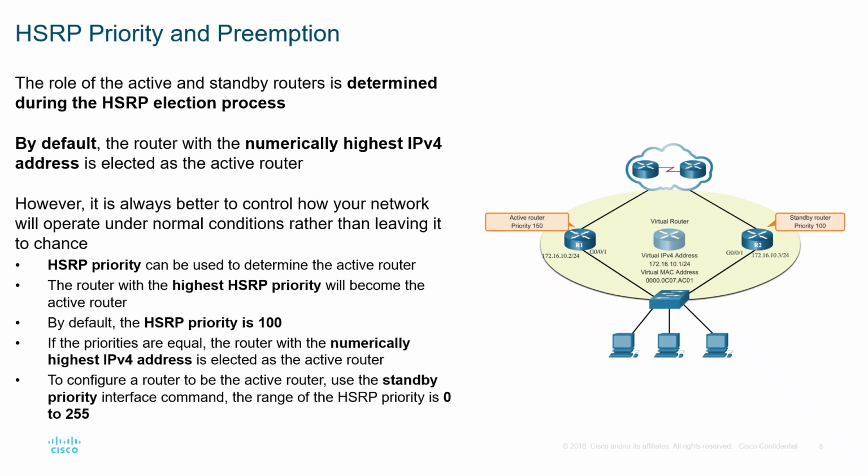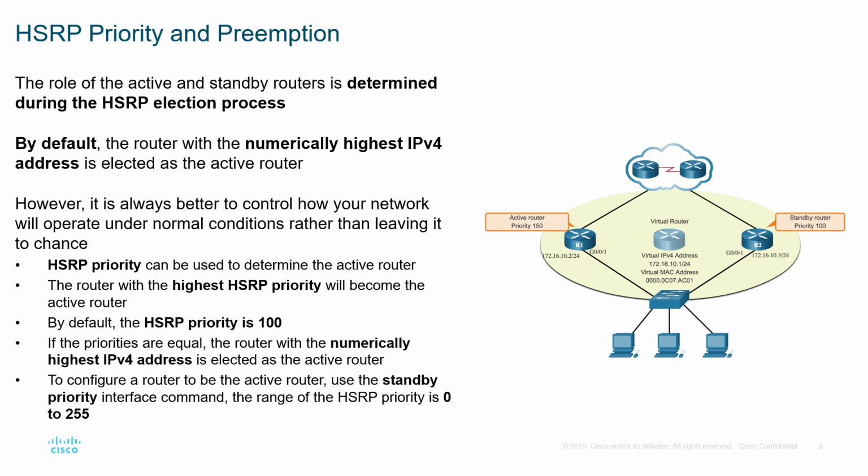So the role again of your active and your standby is determined during the election process. By default, the router with the highest numerically configured IPv4 address is elected as the active. However, it is always better to control the election yourself. So we could utilize the HSRP priority and determine the active router. The router with the highest priority will become the active. By default, your priority is 100.